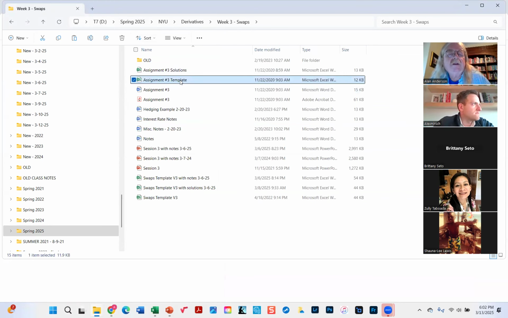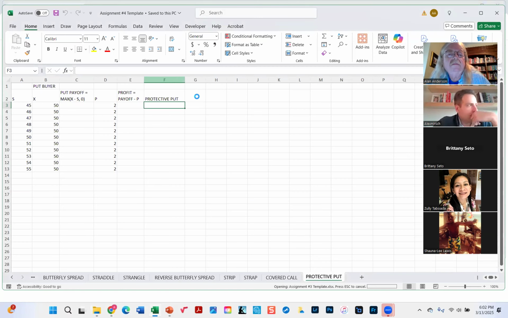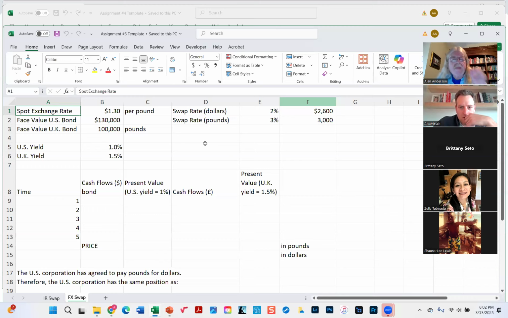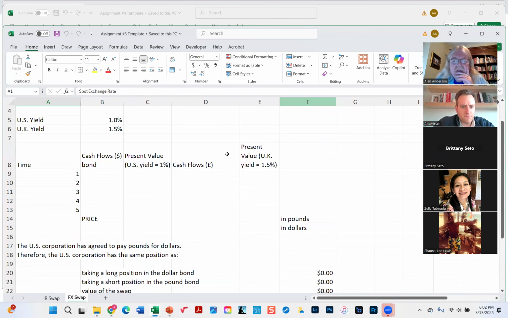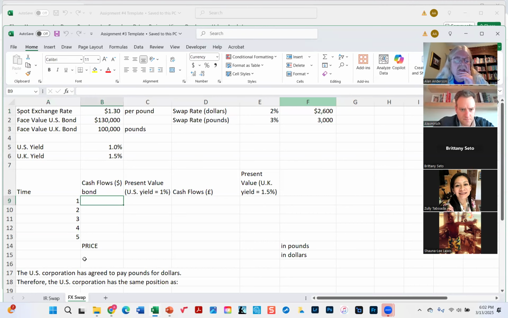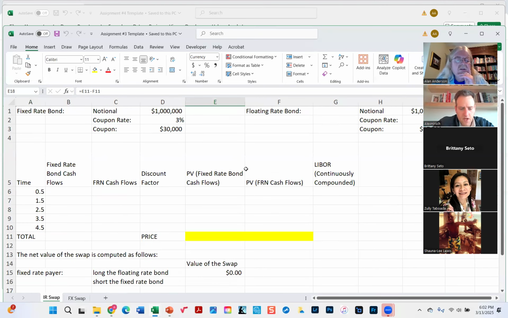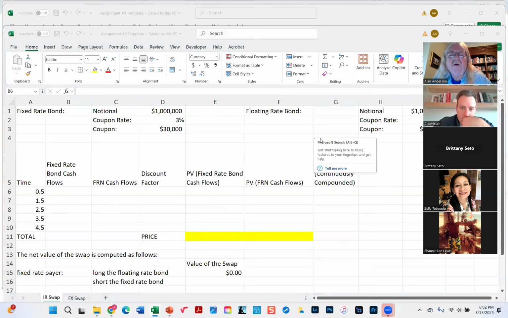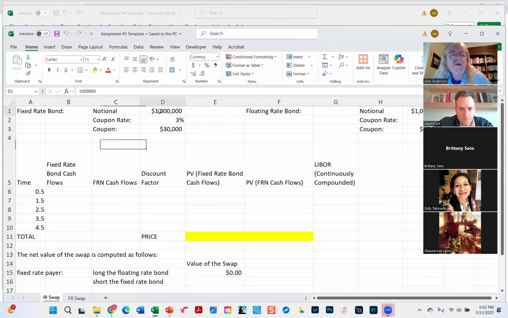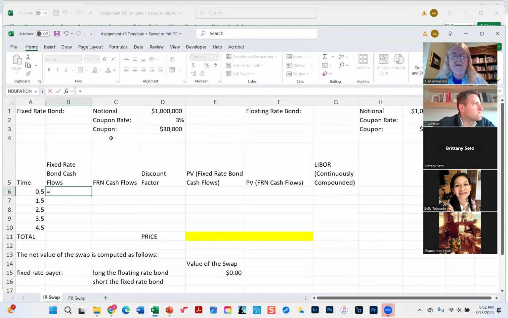So here's the template. And so what you were trying to do is fill in the cash flows. Now this is the interest rate swap. So you've got fixed rate cash flows. You've got a fixed rate coupon bond. The notional is $1 million. The coupon rate is 3%. The coupon is 30,000.